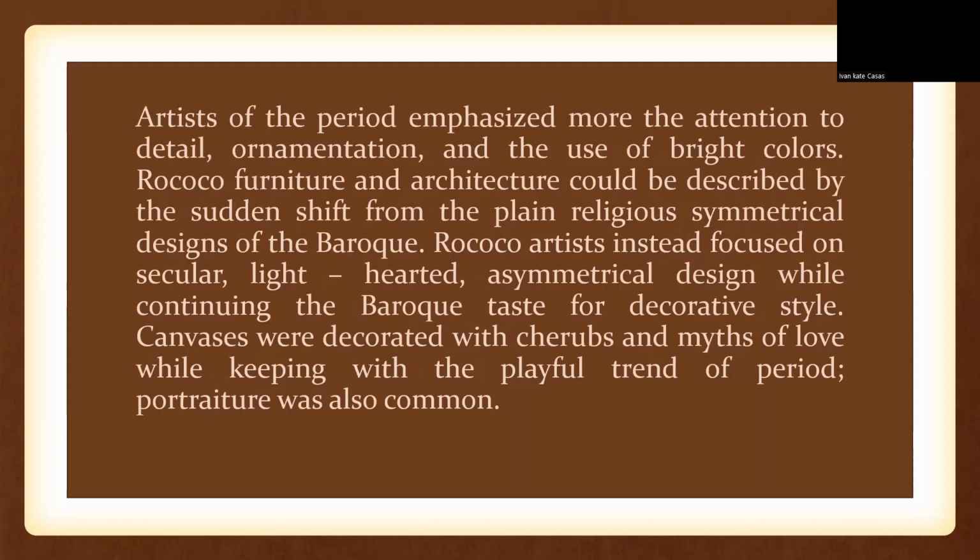The artists of the period put more emphasis on attention to detail, ornamentation, and the use of bright colors. Rococo furniture and architecture could be described by the sudden shift from the plain religious symmetrical designs of the Baroque. Rococo artists instead focused on secular, light-hearted, asymmetrical design while continuing the Baroque taste for decorative style. Canvases were decorated with cherubs and myths of love while keeping with the playful trend of the period. Also, during this period, portraiture was common.